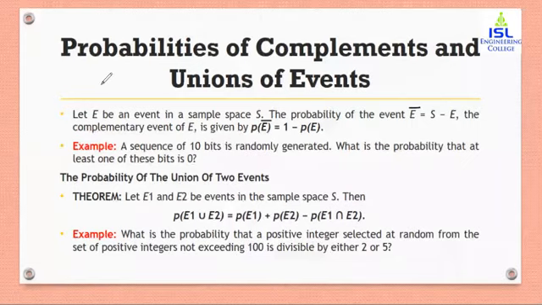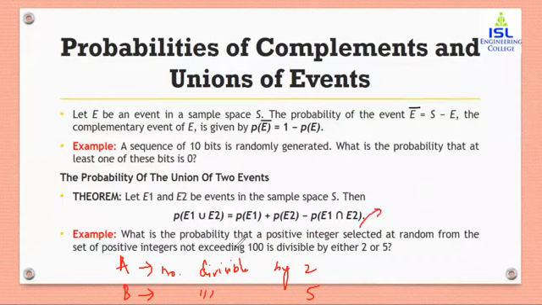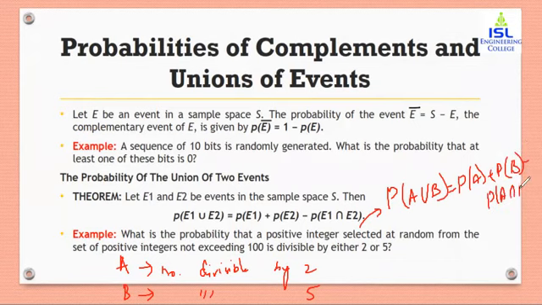For this problem, let's consider the events. Let A be the event that a number is divisible by 2. B is the event that a number is divisible by 5. Now, what we need to find is a number divisible by either 2 or 5. So we need P of A union B, and it will be equivalent to P of A plus P of B minus P of A intersection B.